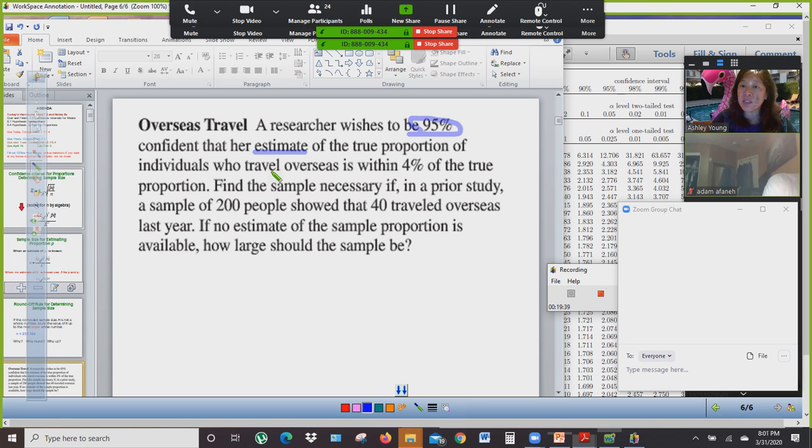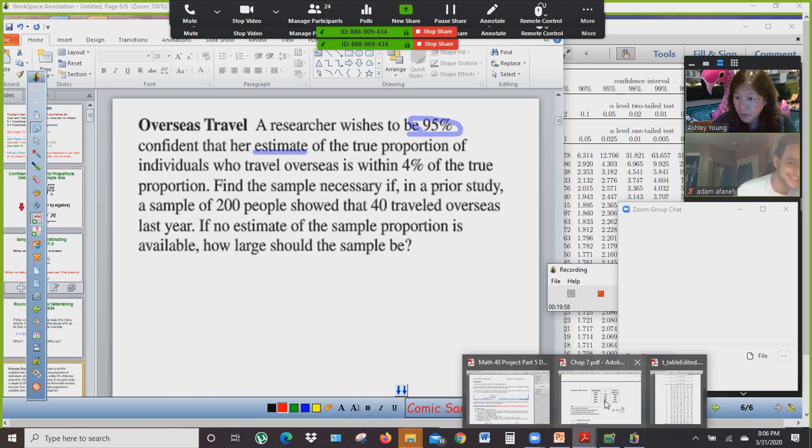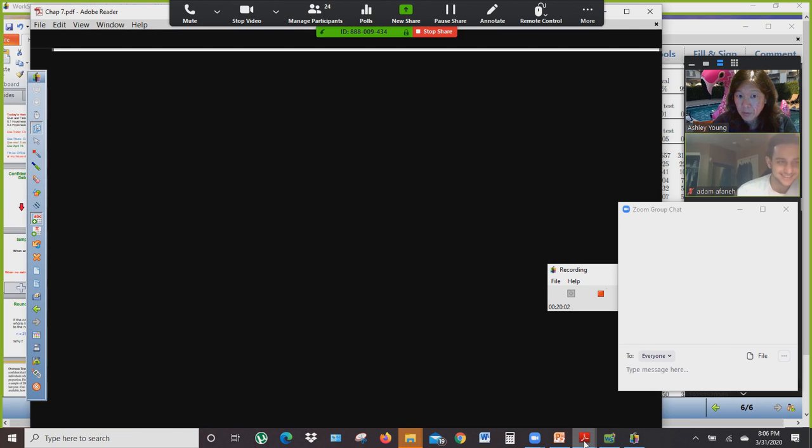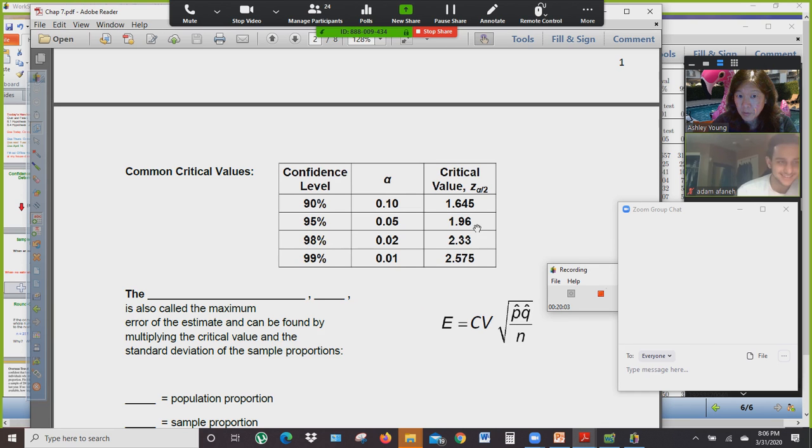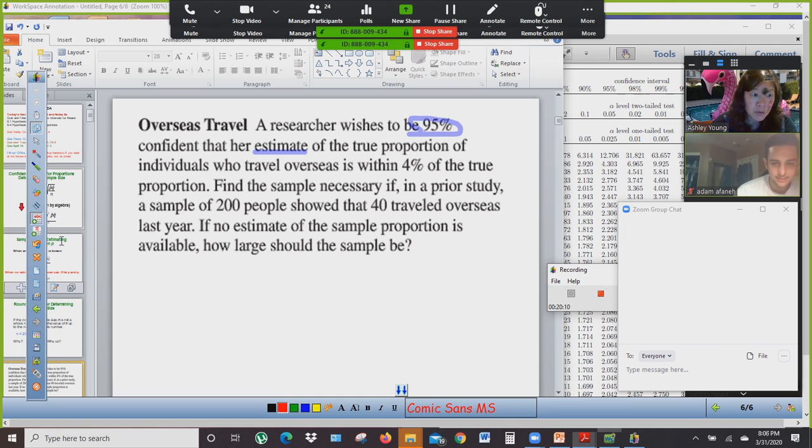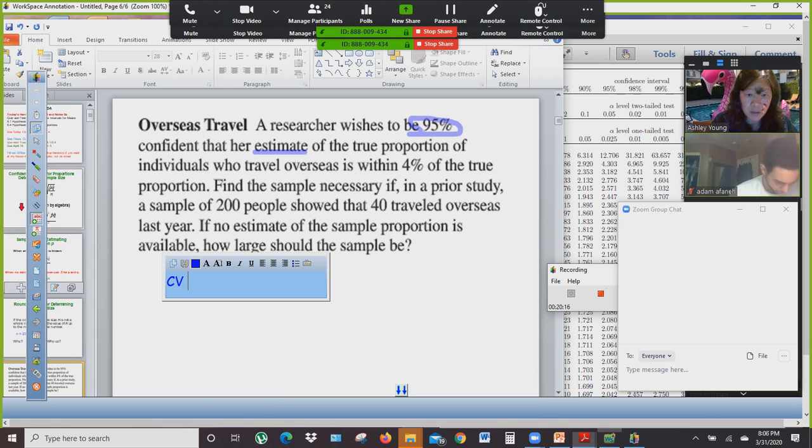All right, so here, a researcher wishes to be 95% confident that her estimate is... That's how we know it's a confidence interval. Anytime you have a problem that says estimate or confidence interval, estimate means find the confidence interval. So this is a confidence interval problem, 95%, which means that my critical value is going to be, well, let me look it up in my table. 95% confidence interval, my critical value is 1.96. Okay, so we have that.